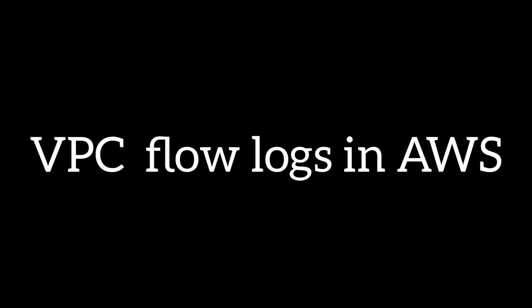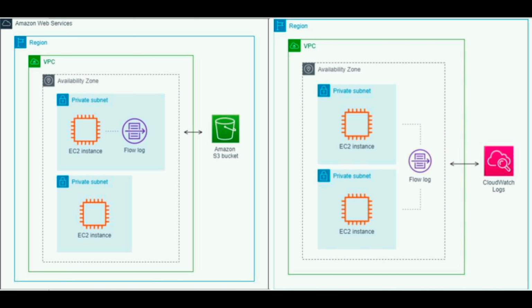So, the VPC flow log is a feature that captures the information about the IP traffic going to and from the network interfaces in your VPC. You can think of it like your home Wi-Fi logs. If someone tries to connect to your Wi-Fi, you can see their device in the logs, and if it is an unknown device, you can take action and block it.